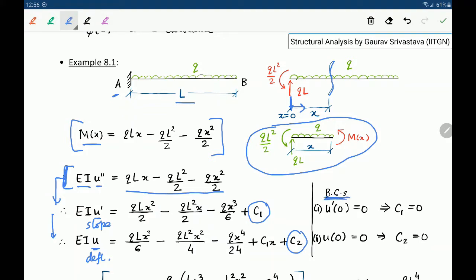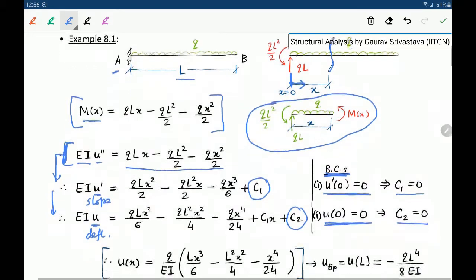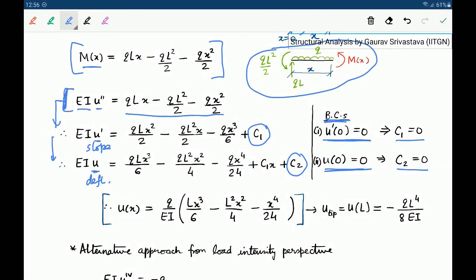So for example, in this case, the boundary conditions will be that the slope at x equal to 0 will be 0, and the deflection at x equal to 0 will be 0. So using these 2 boundary conditions, we obtain the 2 constants of integration. Both come out to be 0 in this case, and subsequently we can substitute these constants, C1 and C2, back into the elastic curve equation, and we can write u of x as a function of x in this way, right?